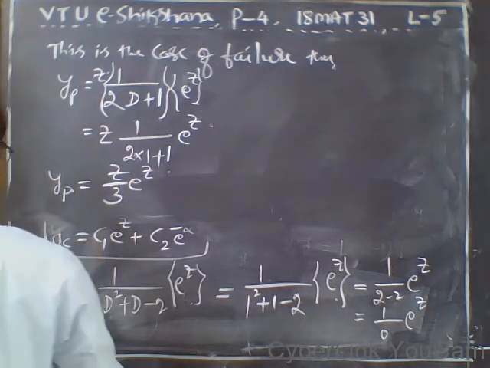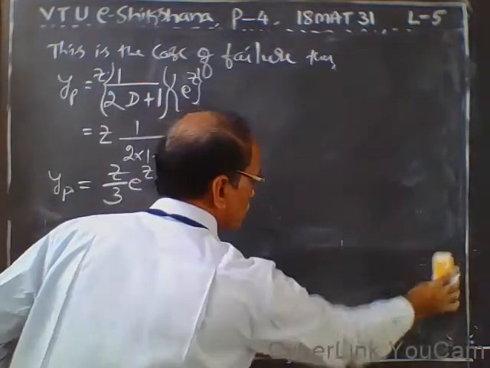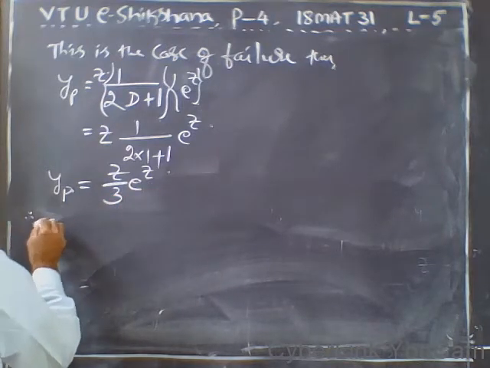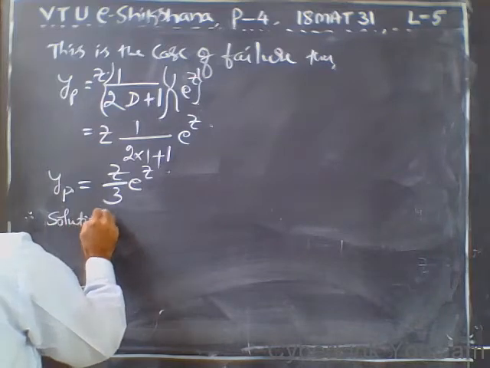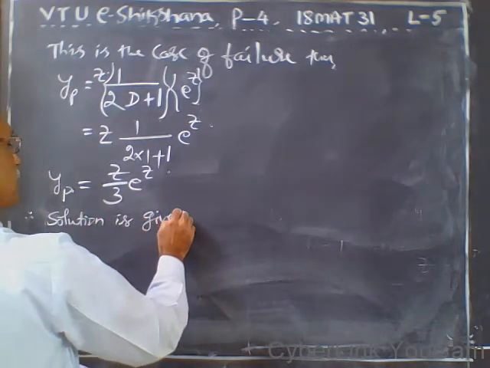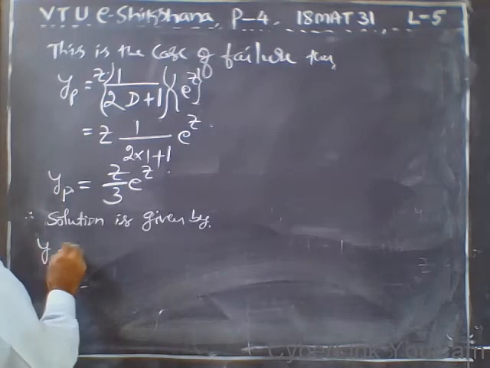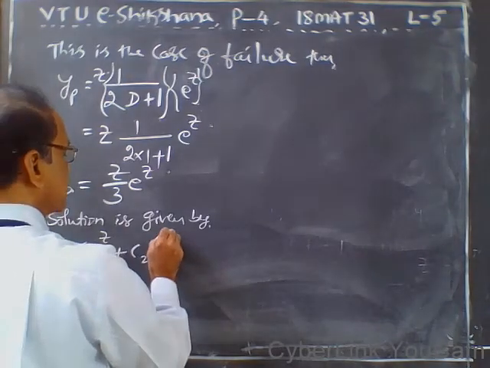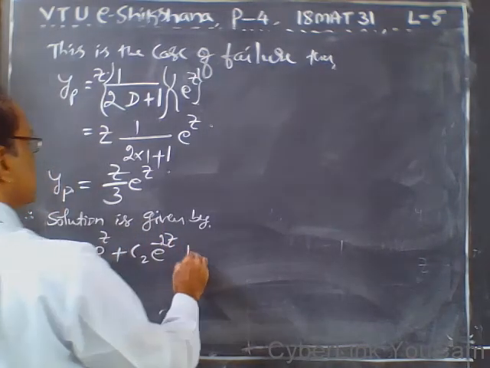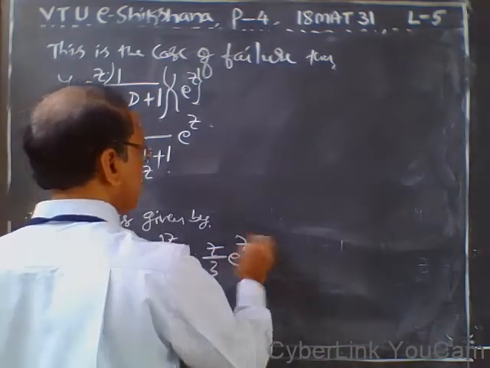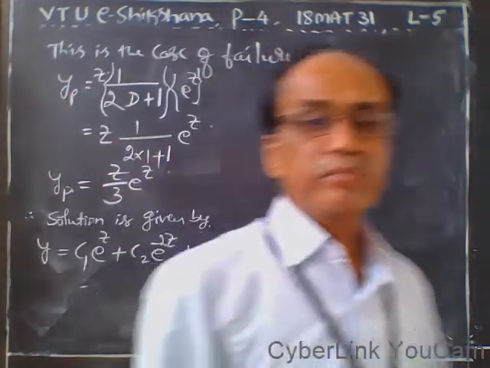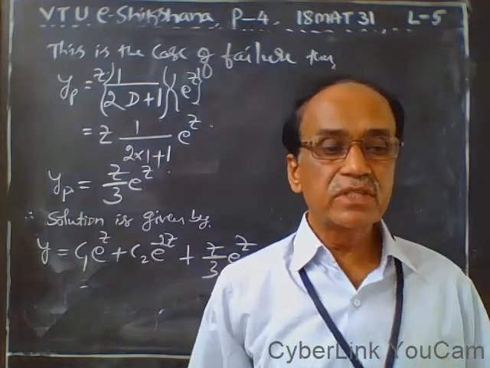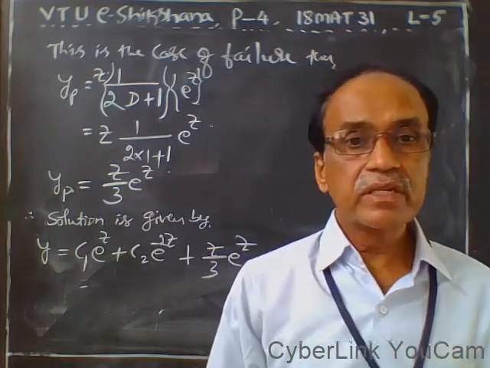This is yp. Then yp is equal to (z/3) e^z. Therefore the solution is given by y is equal to c1 e^z plus c2 e^(−2z) plus (z/3) e^z. This is not a complete solution. Once again, it includes the constants c1 and c2. We must find out these constants from the given conditions.